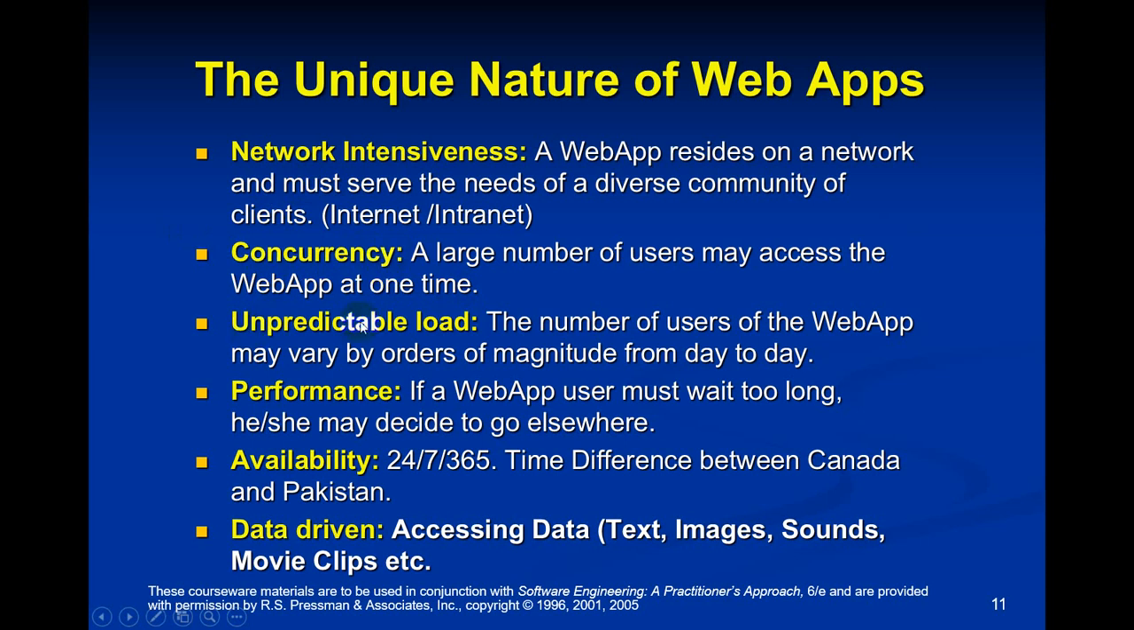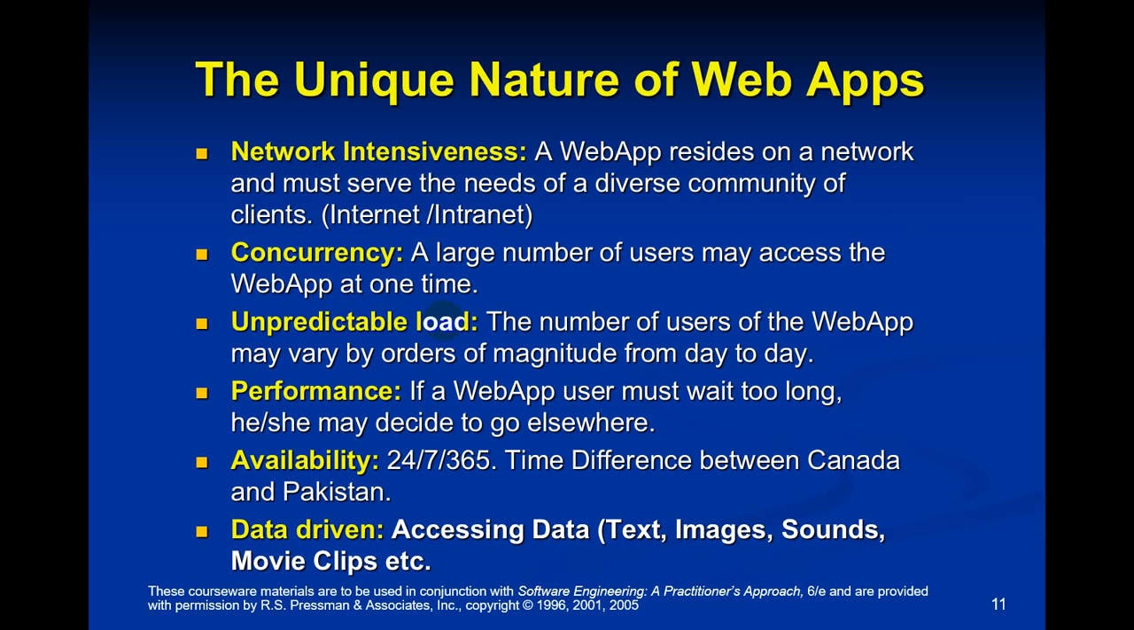Concurrency, then unpredictable load. If there is a single computer and a single program, there is no concept of unpredictable load. But when we put our application on a web server, then our users cannot be predicted, that we will have 50,000 users or we will have 5,000 users. So the number of users changes.